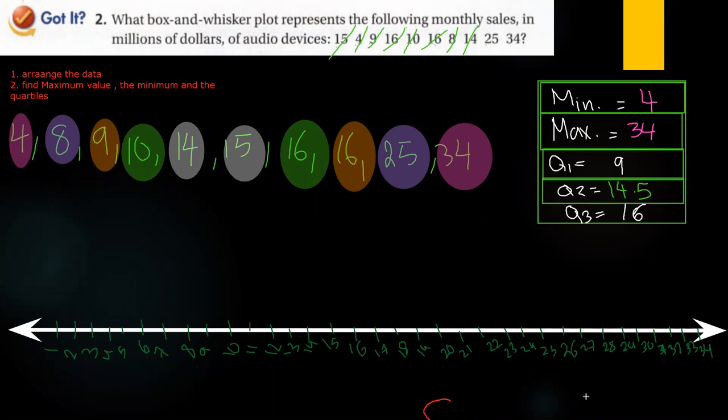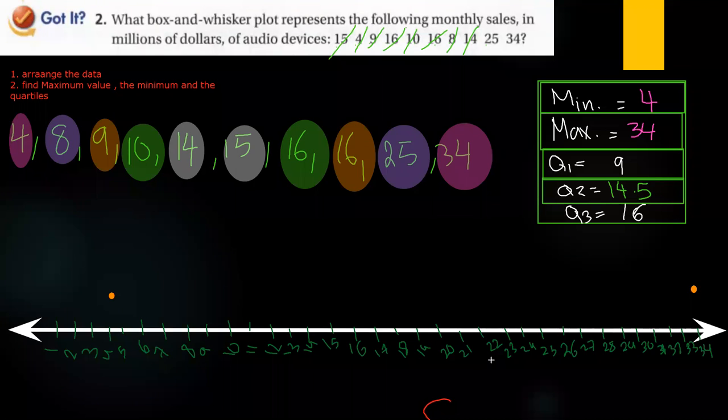Now let's represent the numbers. What is the maximum point? 34. Okay, so this here I will draw now. This is the maximum point. And where's the minimum? 4. Okay, I plot now. So my whisker and box start from 4, ending at 34.